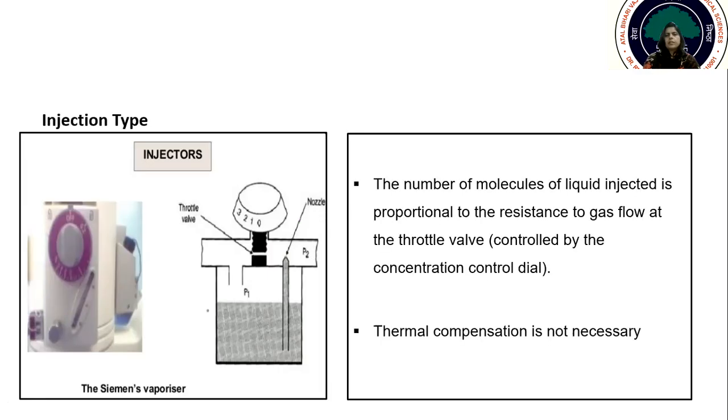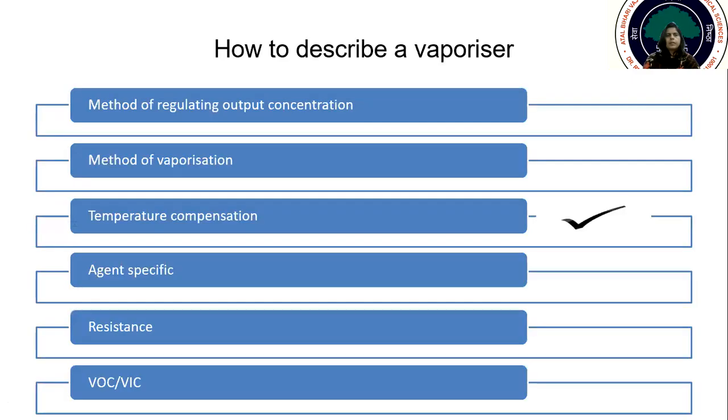So understand one concept: since there is no role of latent heat of vaporization over here, thermal compensation is not necessary in such a vaporizer. Now moving on to temperature compensation.